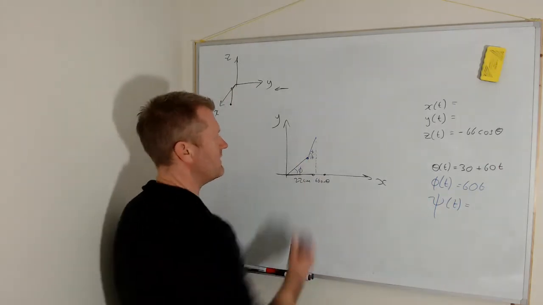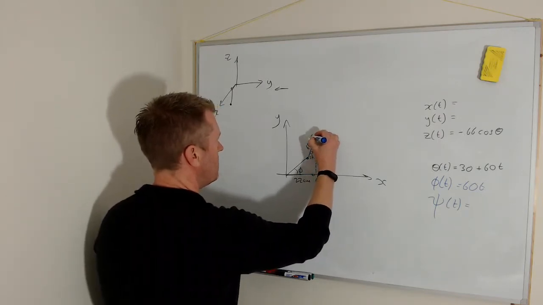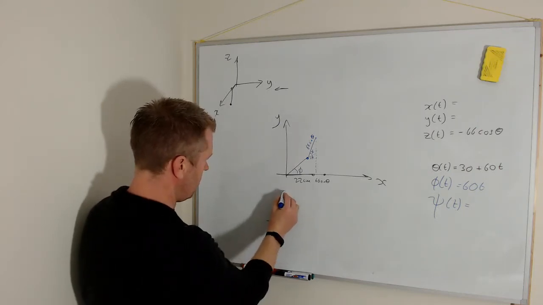We know this distance now is 66 sine theta, and the reason is our original triangle underneath when we had the xz.